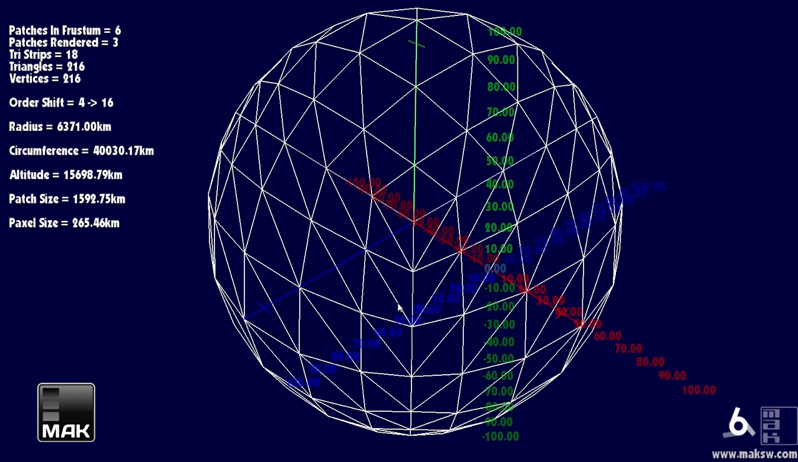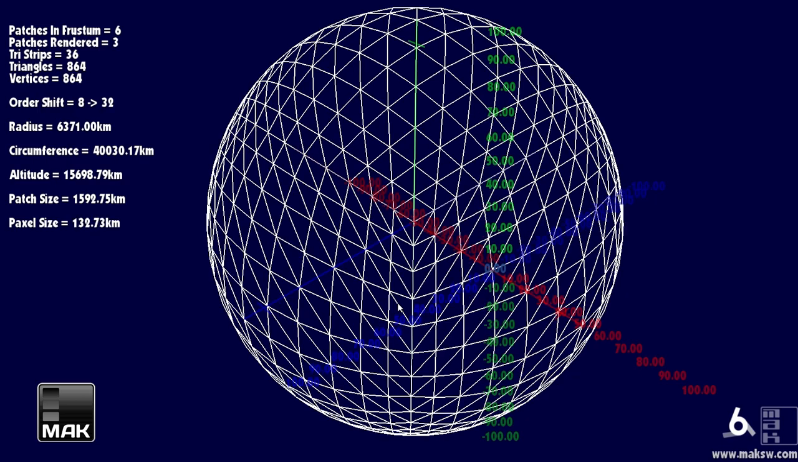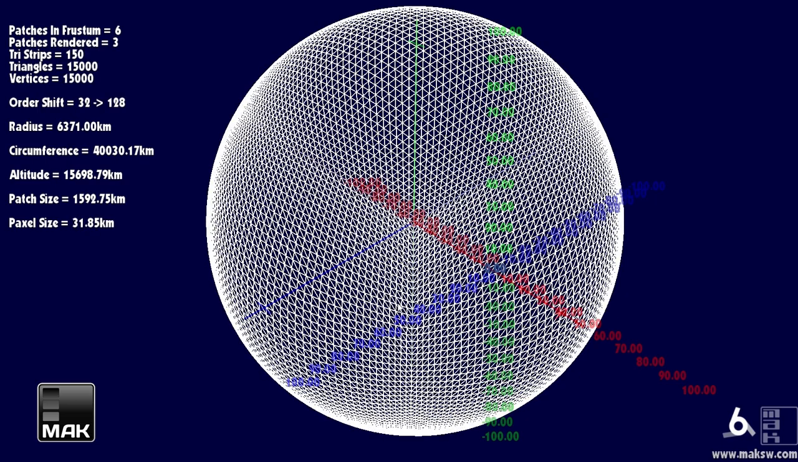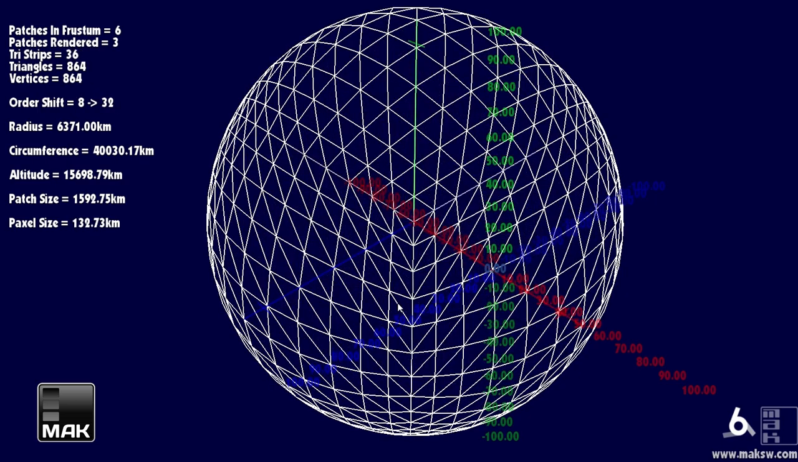Order shift is the minimum number of cells square in a patch, and the maximum, which I can increase and decrease. Radius and circumference of the planet there is set for Earth at the minute, so that's 6,000 kilometers in radius. And presently we're 15,500 clicks above the surface.